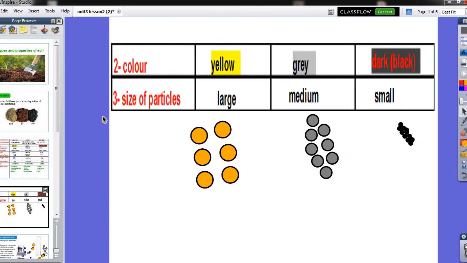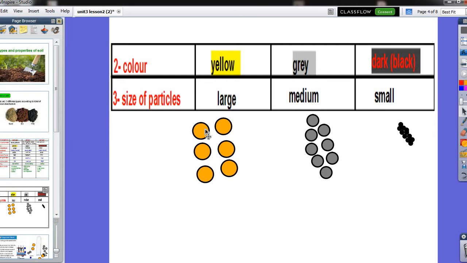The color of the sand is yellow, and the size of the particles, like we see, is large, and the space between the particles is large, as we see.